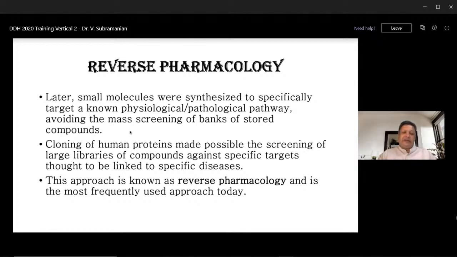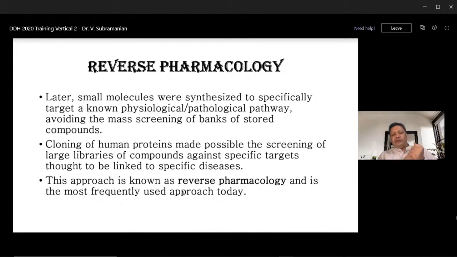To reduce this, a rationale was given: let's make small molecules which should be specific for a target and a pathological pathway. So this avoids mass screening of banks of stored compounds. We were, you can say, selecting, filtering the compounds for a particular target. So cloning of human proteins made this possible.